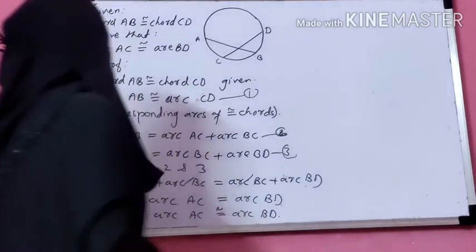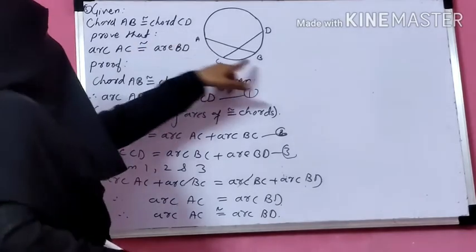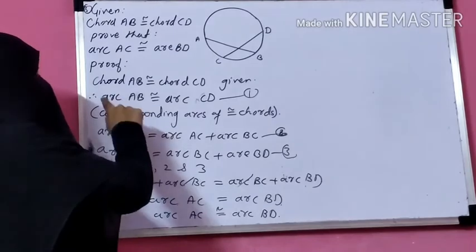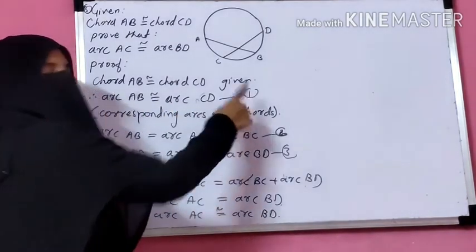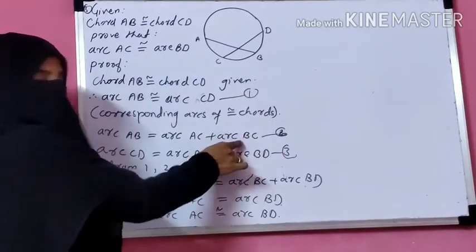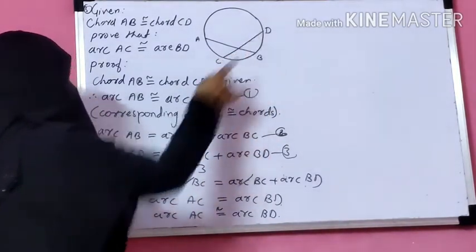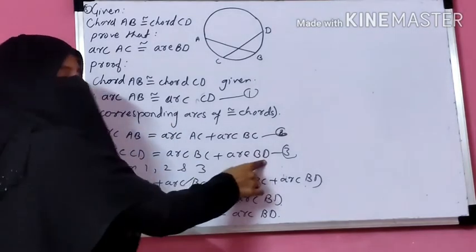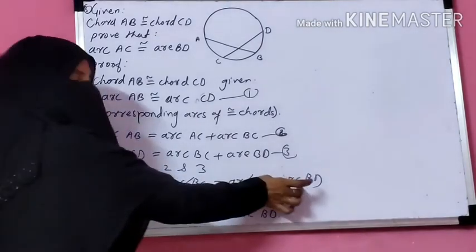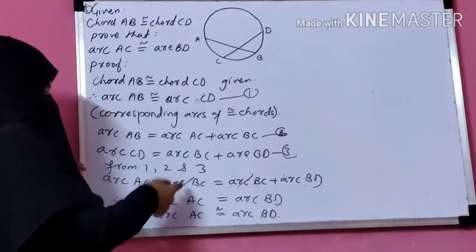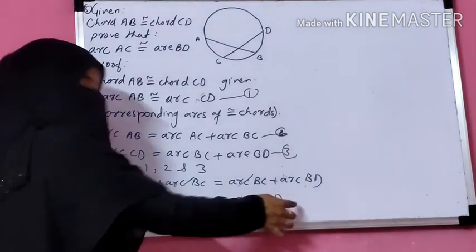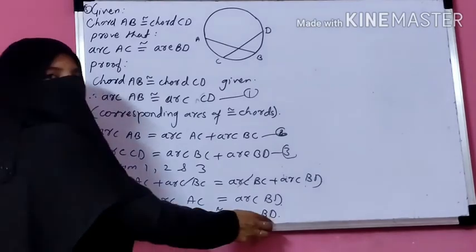Let's revise one more time. Here they have given chord AB is congruent to chord CD. If the chords are congruent, then corresponding arcs are congruent. So therefore arc AB is congruent to arc CD. Give it number 1. Arc AB is nothing but the addition of arc AC plus BC, and arc CD is nothing but the addition of arc BC plus BD. From 1 to 3, if the left hand side part is equal, then automatically the right hand side part is equal. So here arc BC gets cancelled, therefore arc AC is equal to arc BD. So that means arc AC is congruent to arc BD.